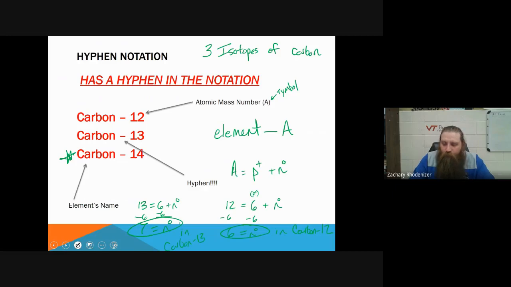All right, hold on. I've got to go cut the music off again because apparently we're playing music over the announcements. Just a second. While I'm doing that, look at nuclear notation.